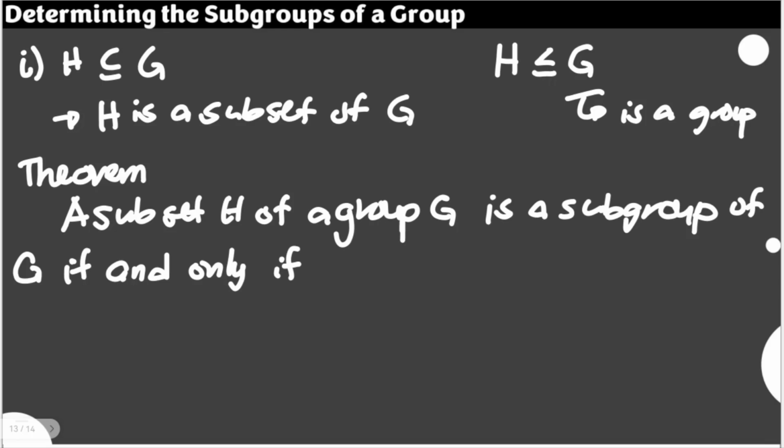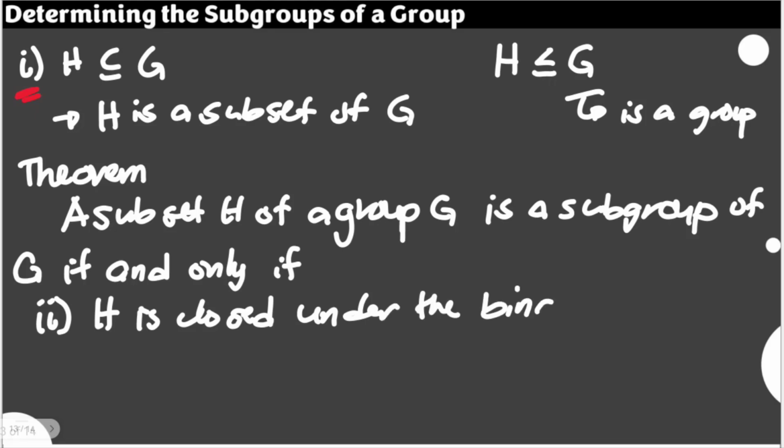I'm going to label this as second, because I have already emphasized that it should be a subset, okay? But definitely in this theorem, this will be the first thing that we need to consider. So I'm just going to write it as the first: H is closed under the binary operation of G. Okay?